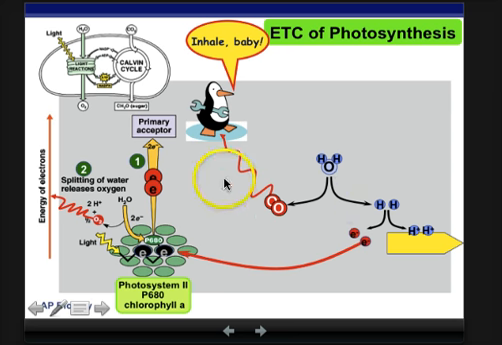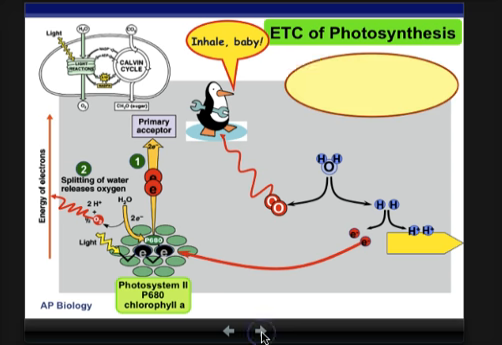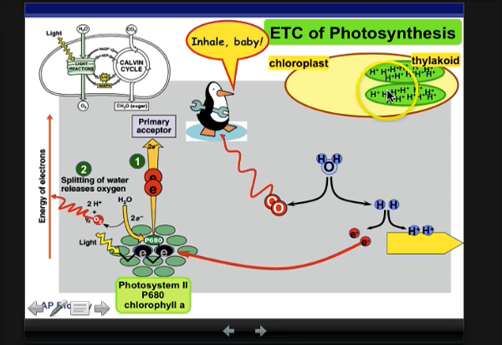Okay, oxygen gas is diffused out of the cell. Or not necessarily out of the cell, it can be used for cell respiration if you're a plant. It can also be excess oxygen given out through the stomata. Okay, so there's our chloroplast, the thylakoid membrane. We are going to have a buildup of protons. When we have that buildup of the proton gradient, it drives the ATP synthase to make ATP.